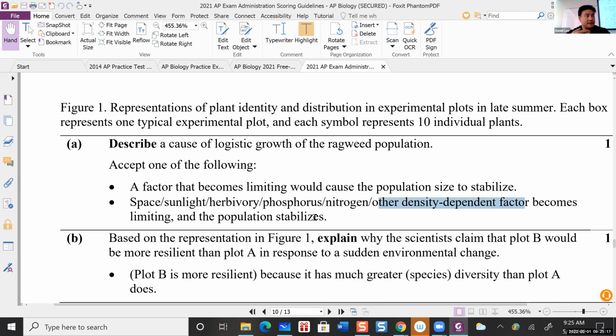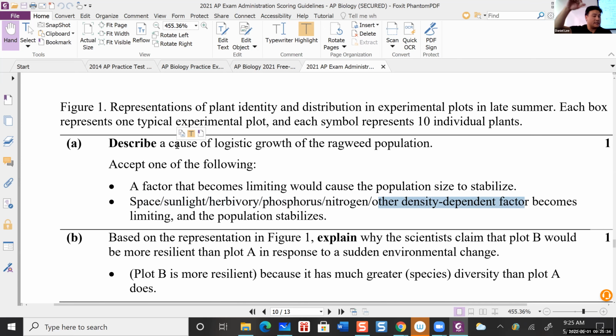So long you talk about something to describe the possible slowdown around carrying capacity, right? They didn't talk about the exponential or the lagging phase. Otherwise you grow exponentially, right? So what causes the logistic to stabilize and slow down? So talk about the limiting factor, okay? All right, let's look at the next one.